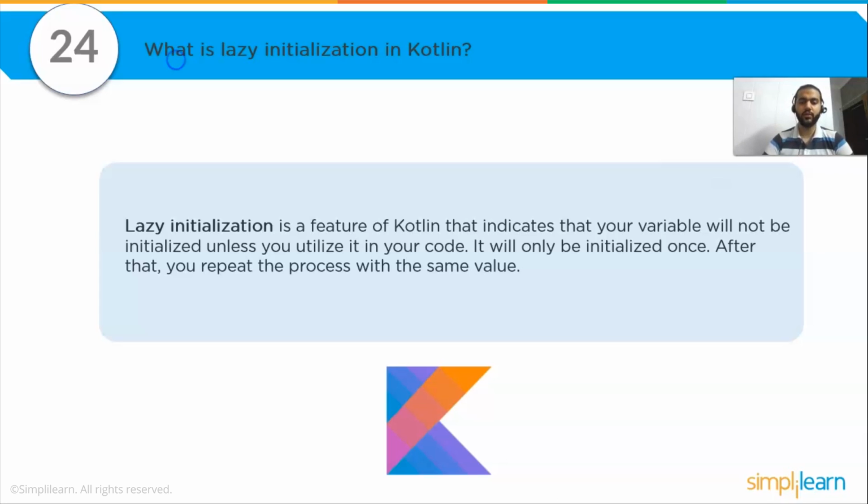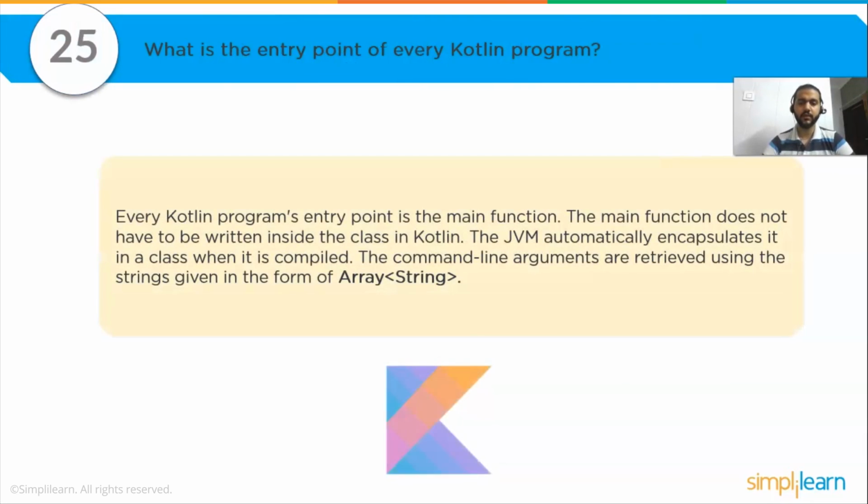So now moving on to our 25th question, which is, what is the entry point of every Kotlin program? So every Kotlin program's entry point is the main function. The main function does not have to be written inside the class in Kotlin. The JVM automatically encapsulates it in a class when it is compiled. The command line arguments are retrieved using the strings given in the form of an array of strings. So this was the answer of this question.